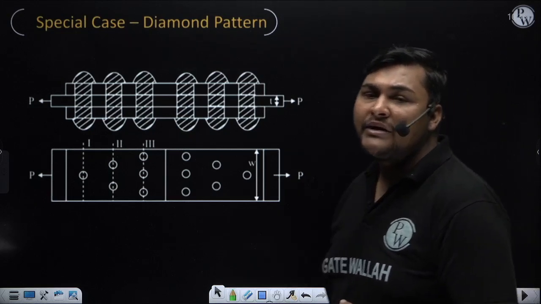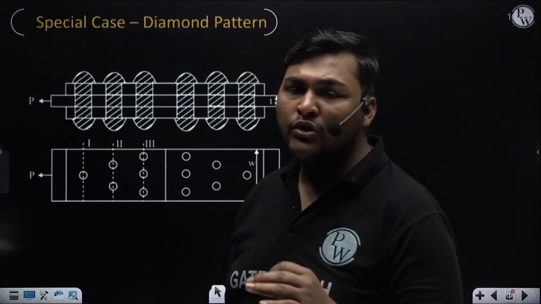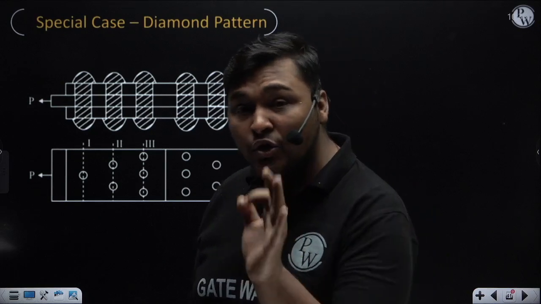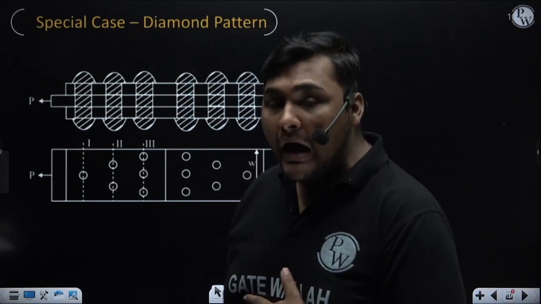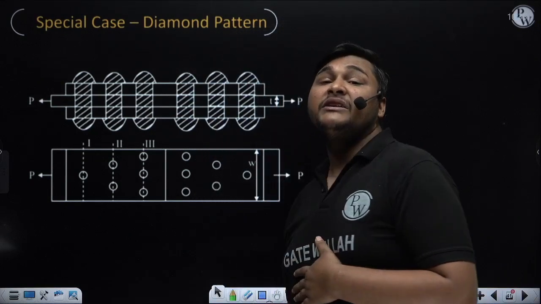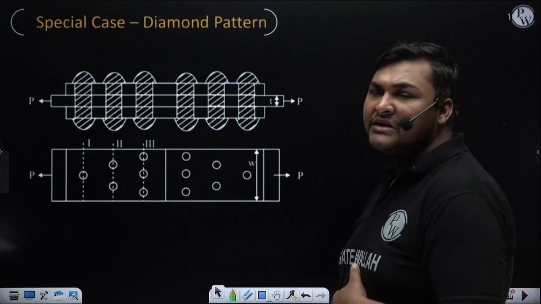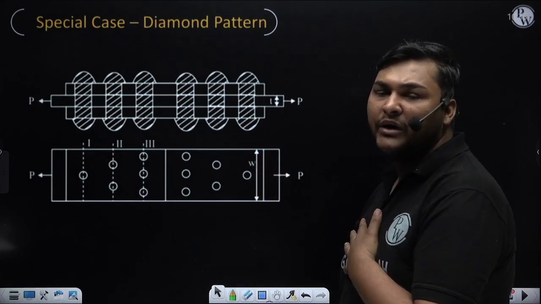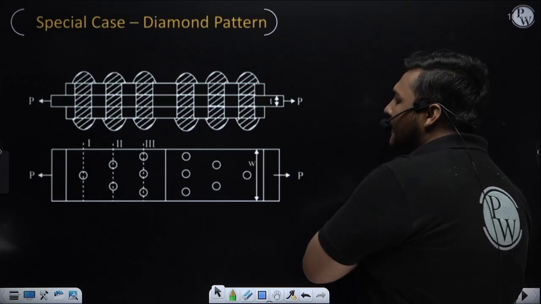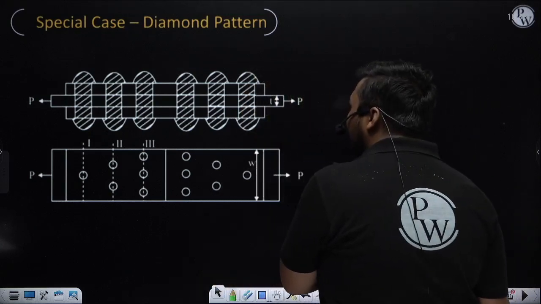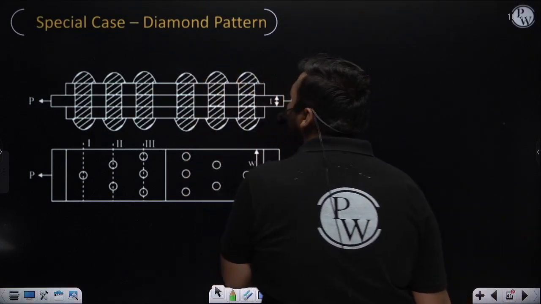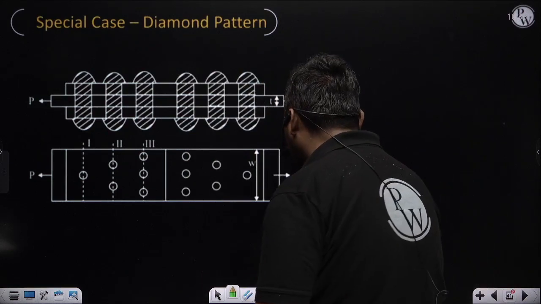Now, what is diamond pattern? Till now, in whatever cases we have discussed, the number of rivets in each row were the same. But to increase the tearing load capacity, why I am saying you increase the tearing load capacity, after explanation you will understand. Instead of using the same number of rivets in each row, we can use one special pattern which is known as diamond pattern.